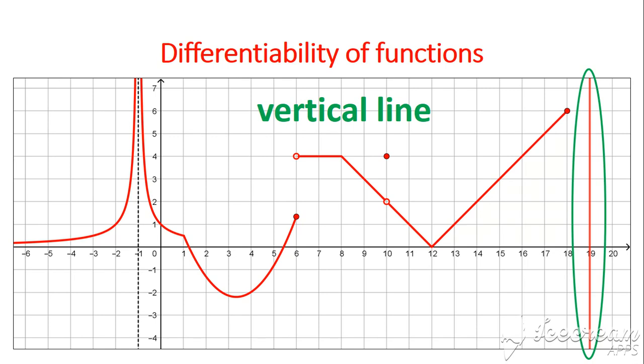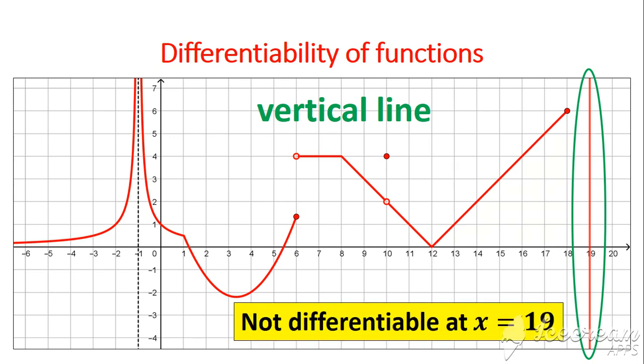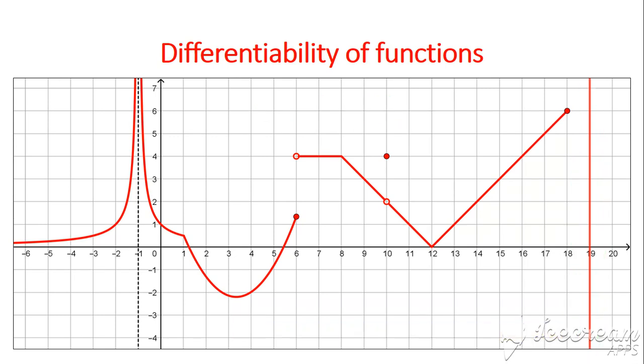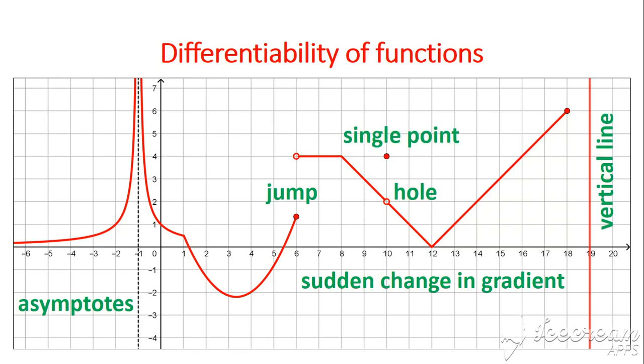Finally, we have a vertical line, and they're not differentiable because we need a rise and a run. So all these features represent parts of a graph that are not differentiable.